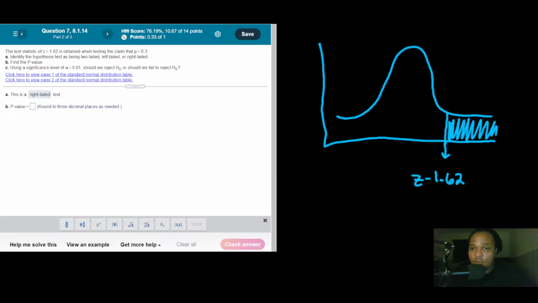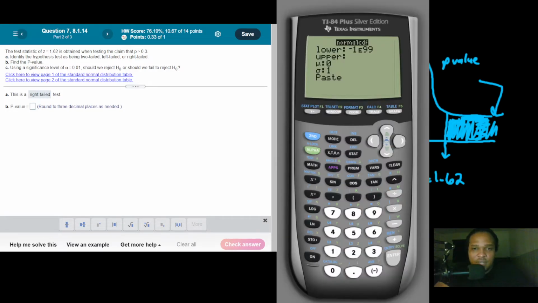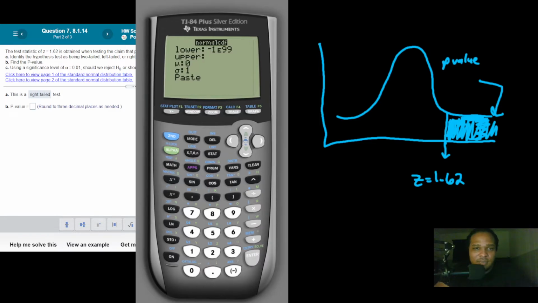This is a z-score, so you know your mean is 0, your standard deviation is 1 by default in this case, in terms of z. And to find your p-value, which is this shaded region right here, so this is the p-value. It's like, how do we find the area of a shaded region? Normal CDF. So we basically take the normal CDF of 1.62 all the way to infinity, make your mean 0, standard deviation 1, and we'll have it. So let me put the calculator back up for you guys. There we go.